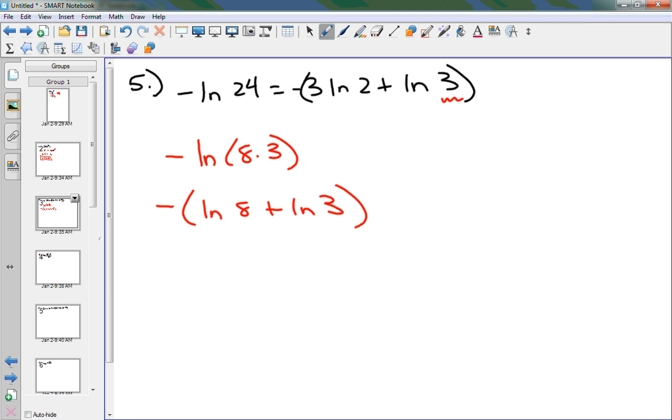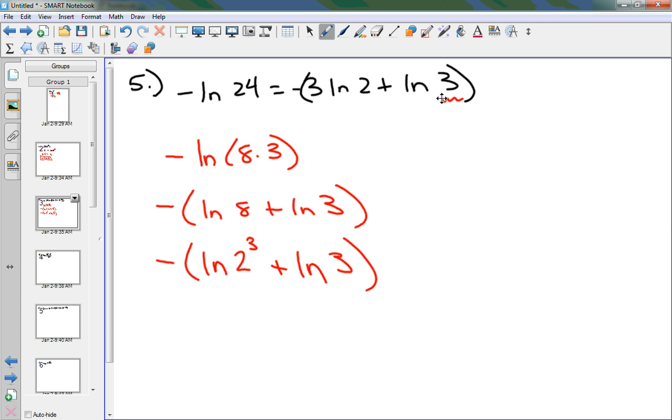So now, can I rewrite 8 to look any other way? Any other way? 2 to the third. 2 to the third looks good to me. And how do we know that? Well, because if we look at the right-hand side, we can make a huge conclusion: we have 3 natural log of 2. Well, that 3 goes back on that 2 as an exponent, right? Do we understand that? Which means I have 2 cubed. Well, 2 cubed is 8.